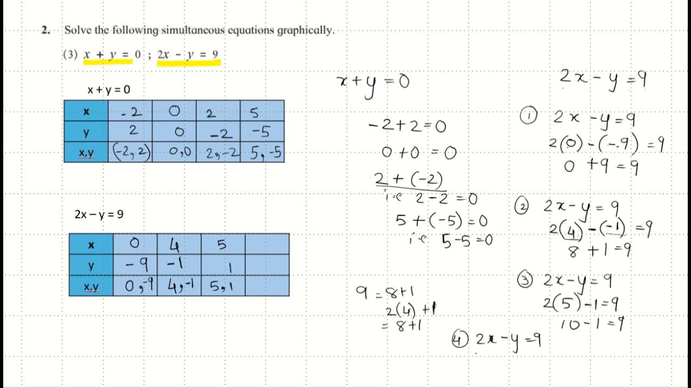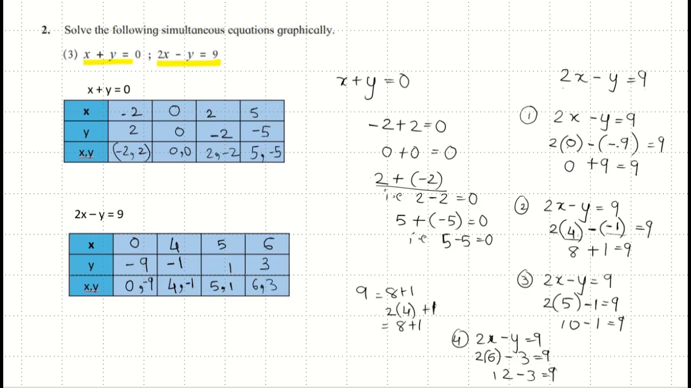Number 4, 2x minus y is equal to 9. That is 12 minus 3, which is also 9. 12 can be written as 2 into 6, minus 3 is equal to 9, which means x can also be taken as 6 and y can also be taken as 3. That is 6 comma 3.